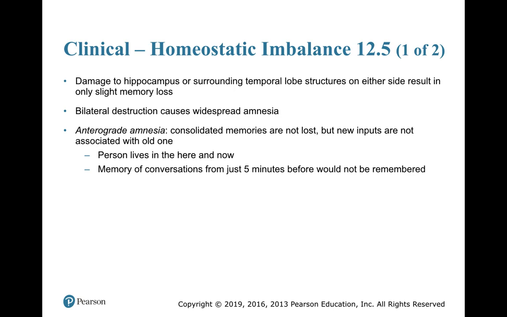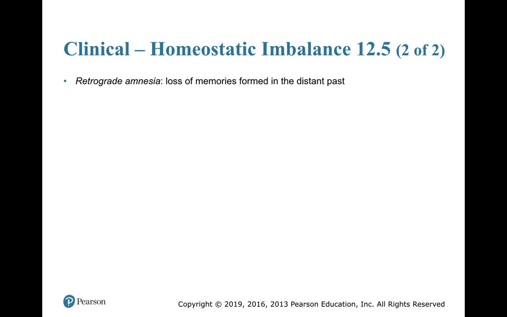Anterograde amnesia, the consolidated memories are not lost. You still have a memory of yourself and everything you had up to that point, but new inputs can't be associated with old ones. So that person is going to live in the here and now, and they cannot have memories that last longer than about 5 minutes. Every time you meet that person, you are meeting them for the first time. In retrograde amnesia, you lose memories from the distant past.